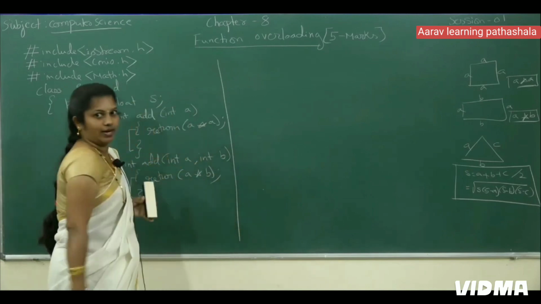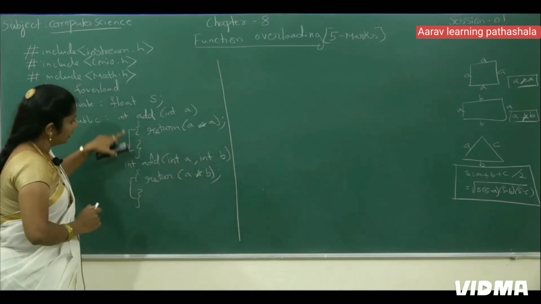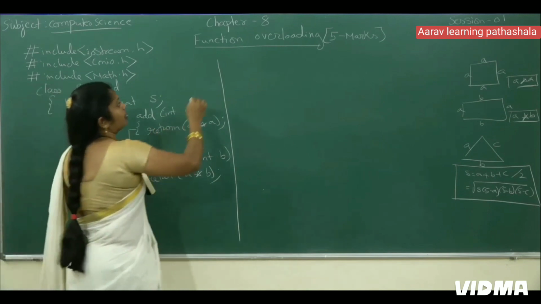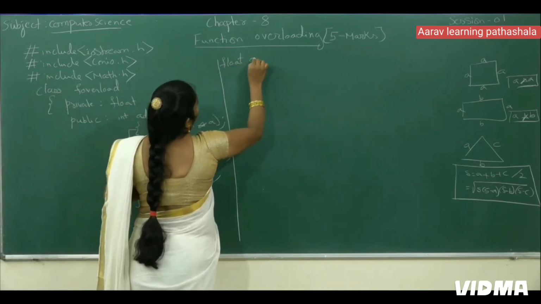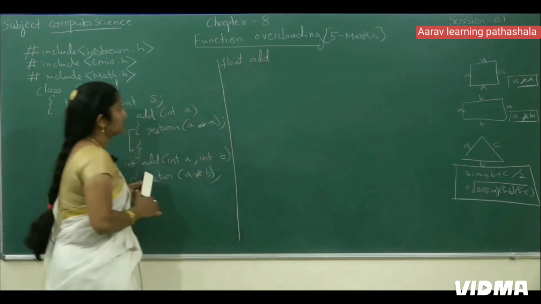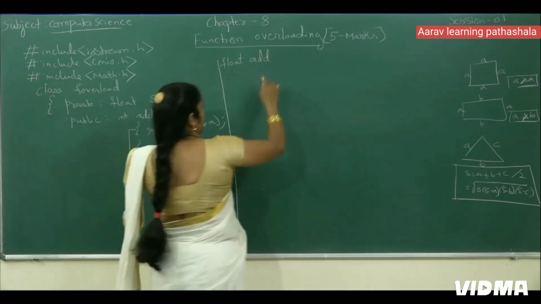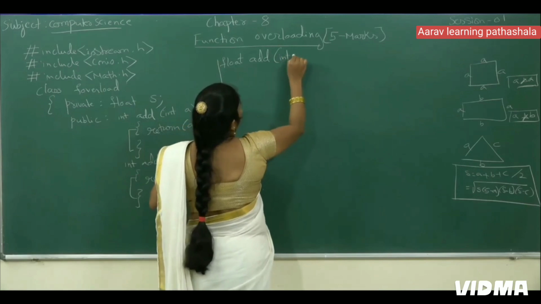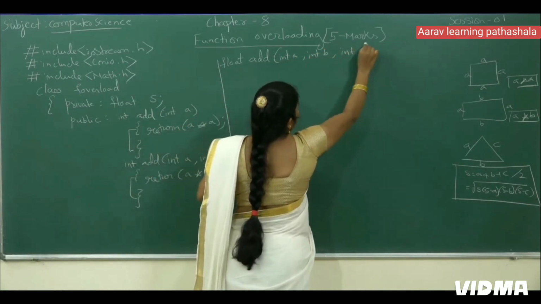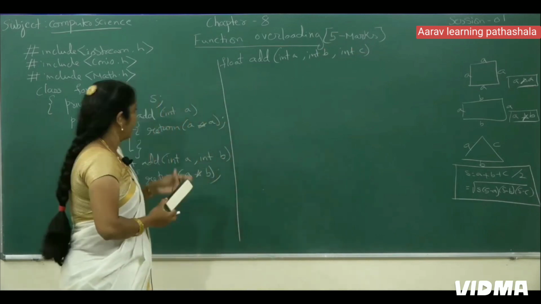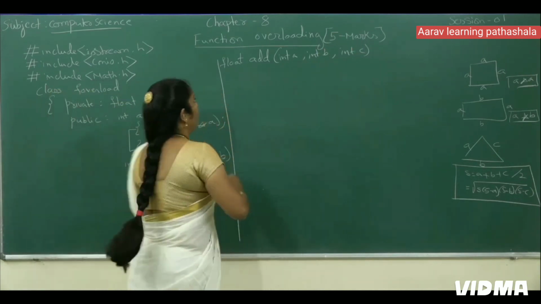Next, one more function. The return type in both cases so far is integer. Now I am going to take float add only. How many functions do we have? First function, second function, and this is the third function. Here int a comma int b comma int c. Three arguments we are taking: one argument, two arguments, and this is three arguments.